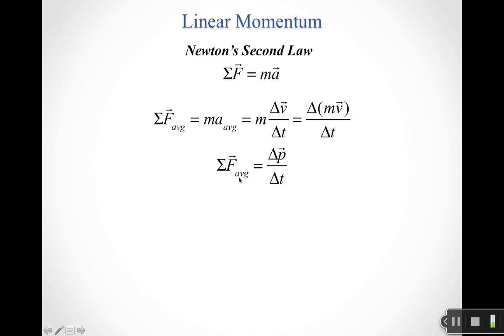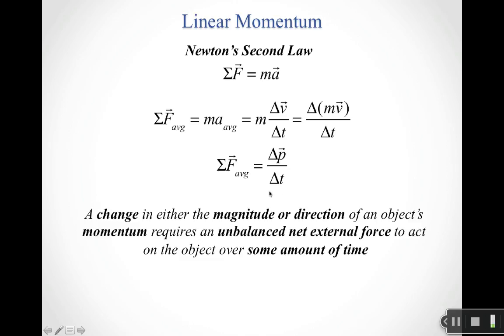So you can see that what Newton's second law is telling you about is how the net force changes the momentum over time. And again, we're only worried about the average force here so that we can keep things constant and keep these deltas rather than needing calculus and derivatives. But fundamentally, Newton's second law is telling us that the net force acts to change your momentum with respect to time. So a change in either the magnitude or direction of an object's momentum, because again, this is a vector problem, requires an unbalanced net external force.